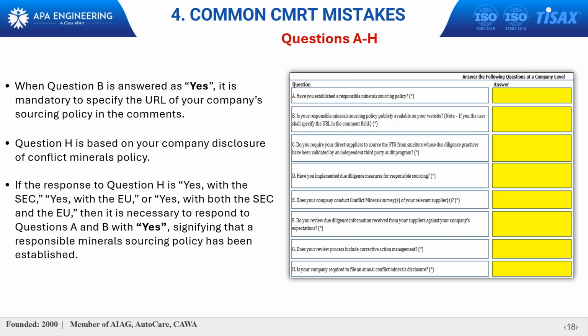So if the response to question H is yes with the SEC, or yes with the European Union, or yes with both the SEC and the European Union, then it is necessary to respond to questions A and B with yes, which signifies that responsible mineral sourcing policy have been established. Since your company has to file a disclosure, you must have already established a conflict minerals policy. Next slide.